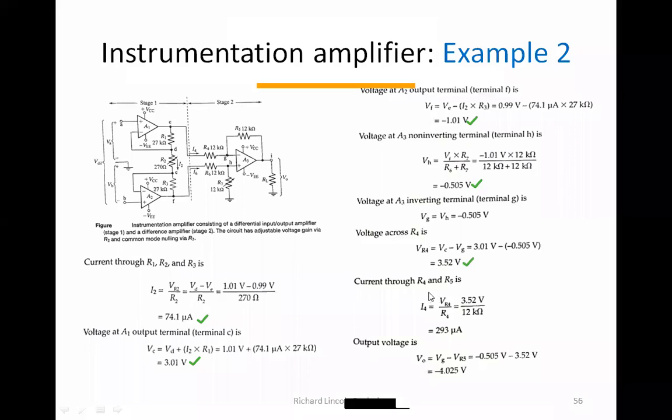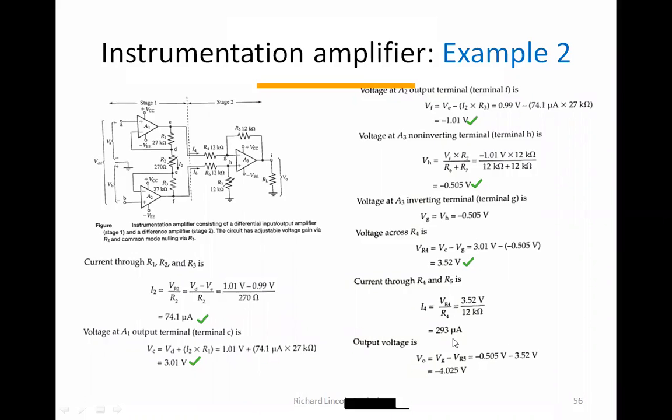So now the current through R4 and R5, so I'm going to calculate I4. I4 is equal to the voltage across R4 divided by R4. So this is 3.52, and the R4 value is 12K, right? So let's do a quick math here. 3.52 divided by 12K. If we take the standard value, then yes, 293 micro.